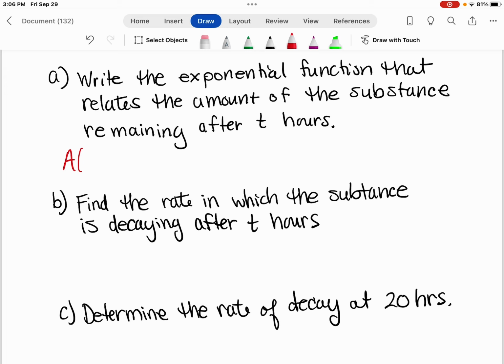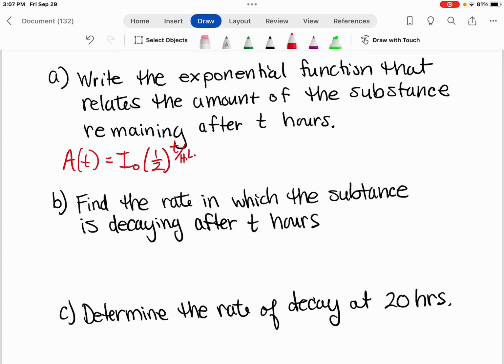In general, our half-life formula is A of T equals I naught, which is our initial value, times 1/2 raised to the power of T over, and I'll label it as HL for half-life. So the T over HL is in the exponent that belongs to the base 1/2.